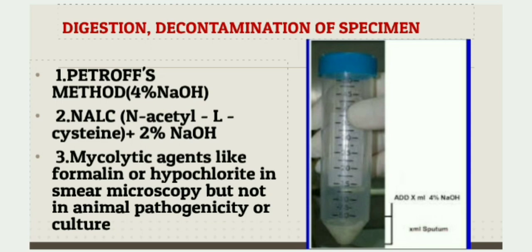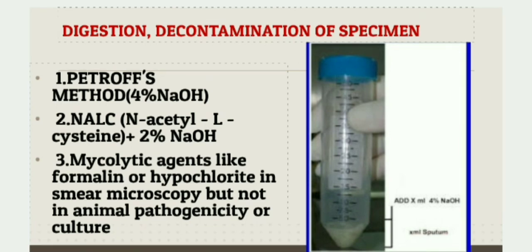NALC plus 2% NaOH is used for the isolation of this bacteria. NALC stands for N-acetyl L-cysteine. The NALC liquefies the sputum whereas 2% NaOH kills the normal flora, so that we will be able to concentrate on Mycobacterium tuberculosis. This method is more compatible with automated culture systems.